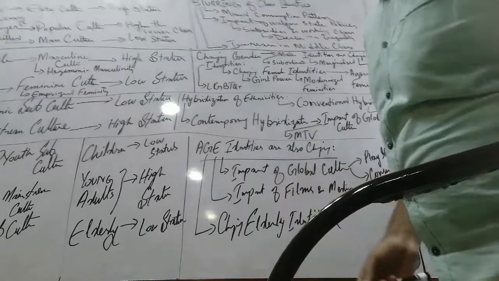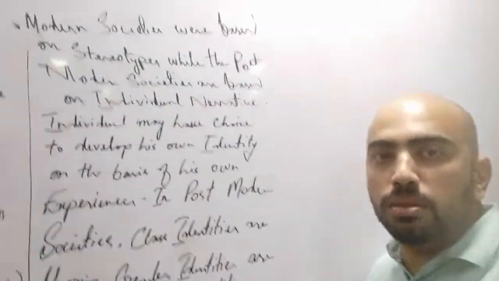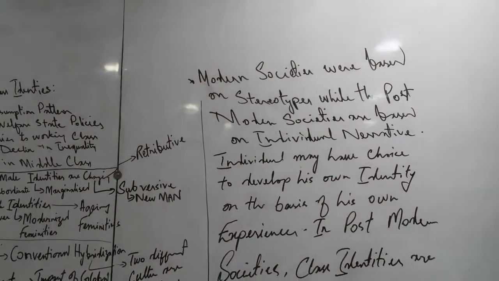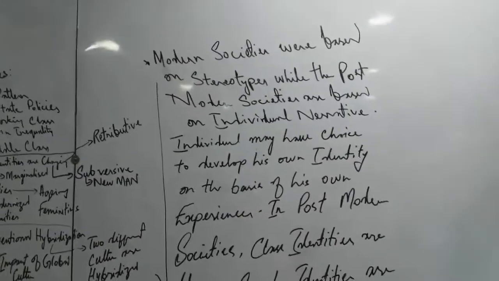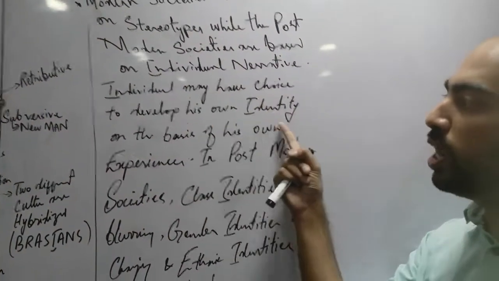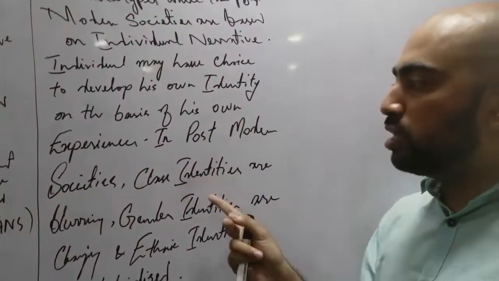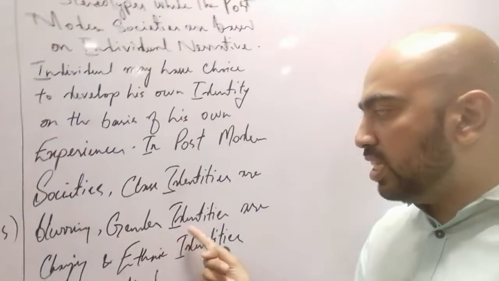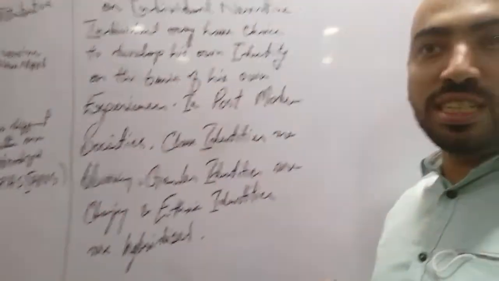So guys, if I just summarize the things in one way: modern societies were based on stereotype, while postmodern societies are based on individual narrative or individual preferences. An individual may have a choice to develop his own identity on the basis of his own experiences. In postmodern societies, class identities are blurring, gender identities are changing, while ethnic identities are hybridized. So this is the core idea of our whole topic.